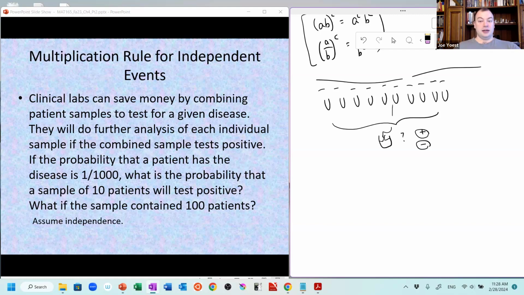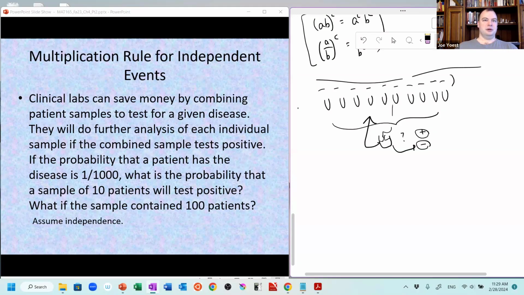Well, and if the disease that I'm looking for is fairly rare, if all of my 10 folks are negative, this pool is going to be negative. And if my test is sensitive enough that if even one person was positive, the pool would be positive. If the pool comes back negative, then I can infer that all 10 individuals in the pool are negative.